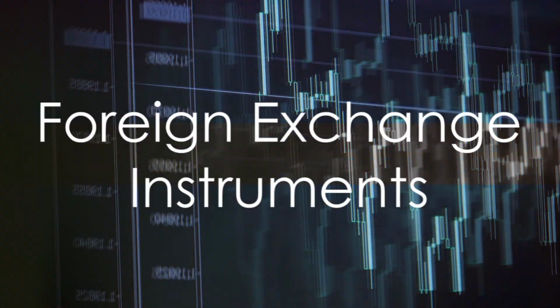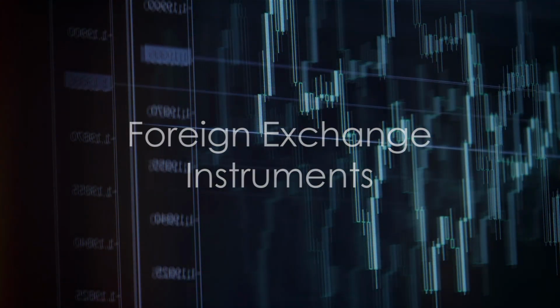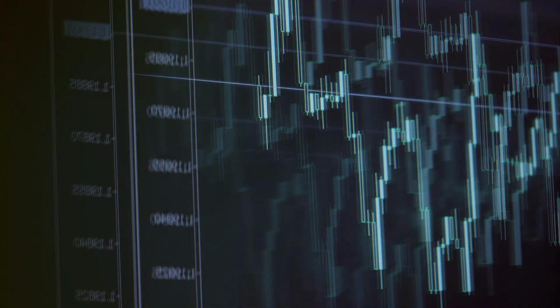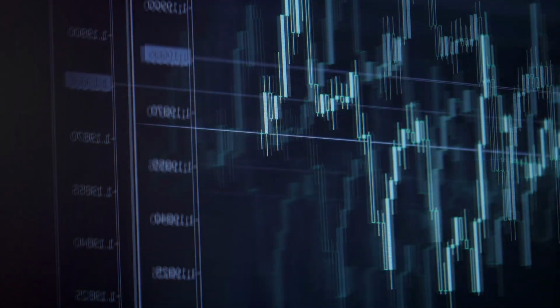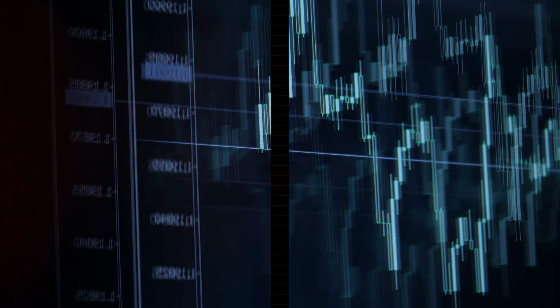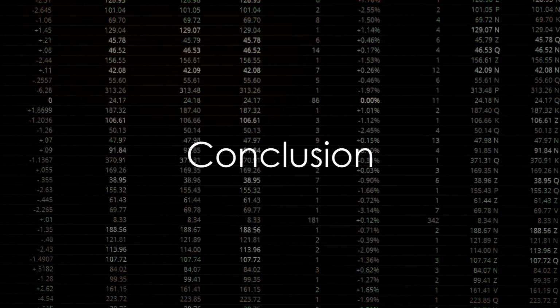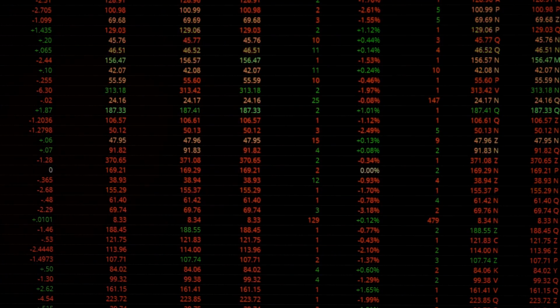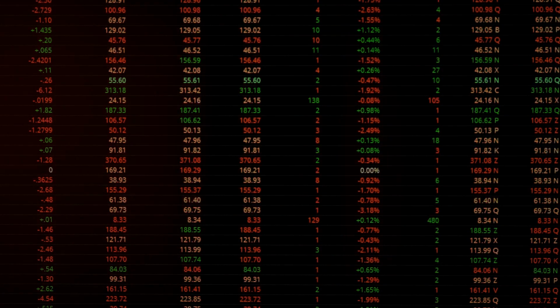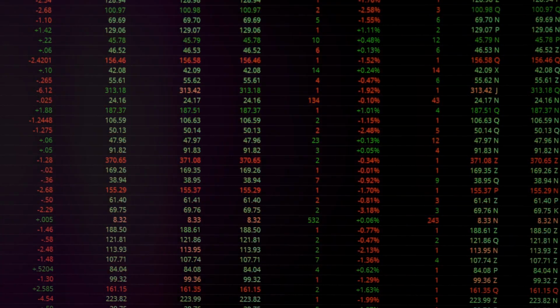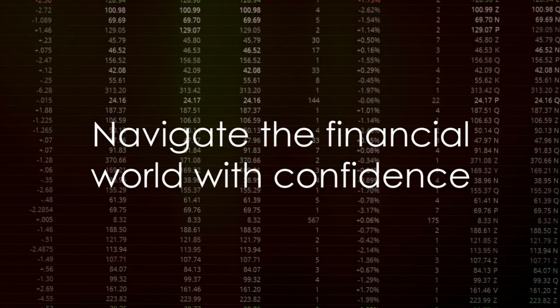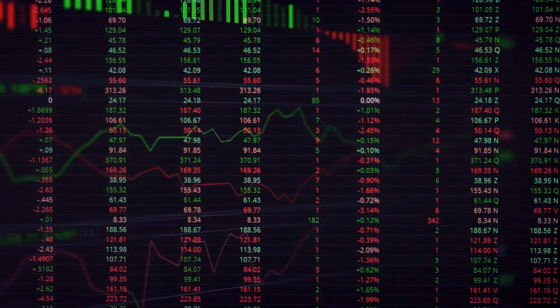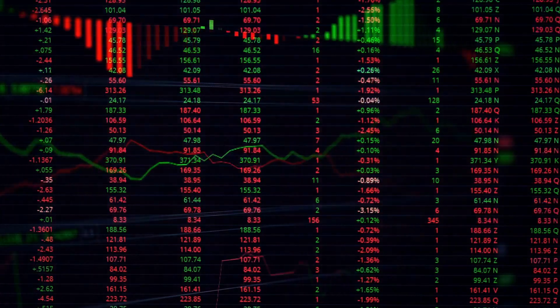We also have foreign exchange instruments, which include derivatives such as forwards, futures, and options on currency pairs, as well as contracts for difference. So there you have it. Financial instruments come in numerous forms and types, but their common characteristic is that they confer a financial obligation or right to the holder. So next time you're navigating the financial world, you'll have a better understanding of the tools at your disposal.